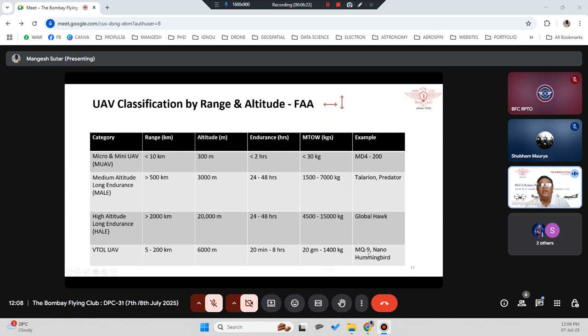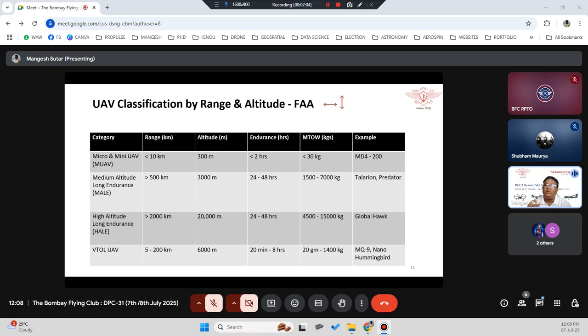So MQ9, Nano Hummingbird, or there is a small drone being used by US Defense called Hornet. I don't know whether you have seen that or not. You can search Google for Hornet drone. It's a very expensive drone, manufactured especially for US Defense. It's a spy drone, just a small drone, I think not more than 100 grams. A small helicopter-size type of drone, used for reconnaissance or providing support to military missions or activities.